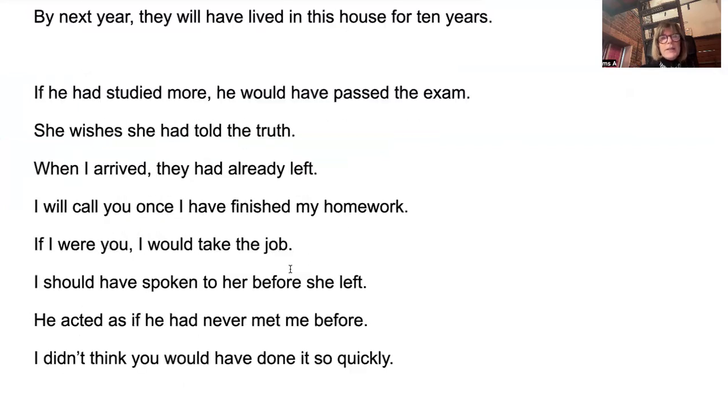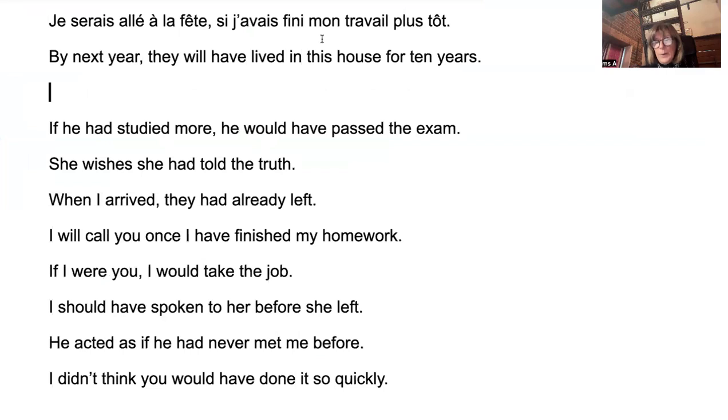By next year, they will have lived in this house for 10 years. So by is not really translated in French, so it will be l'année prochaine, next year, I'm sorry, l'année prochaine.